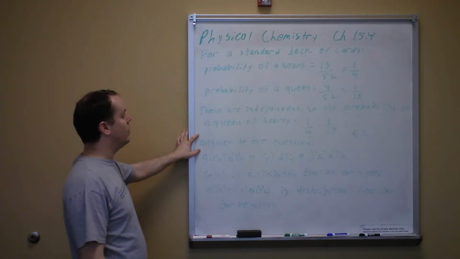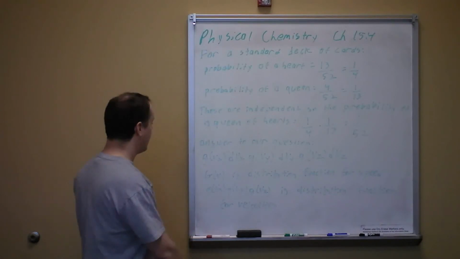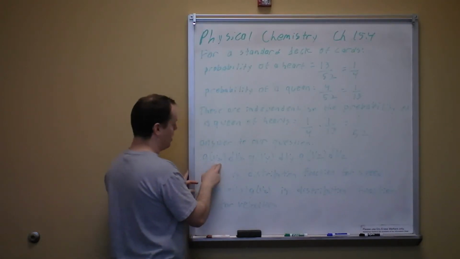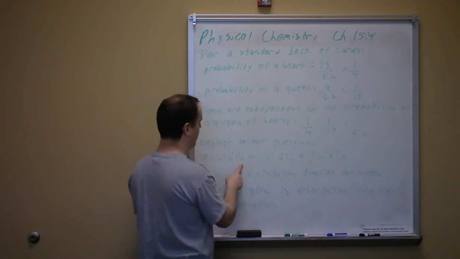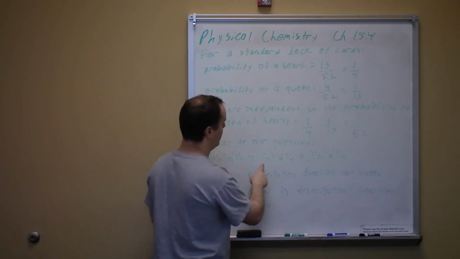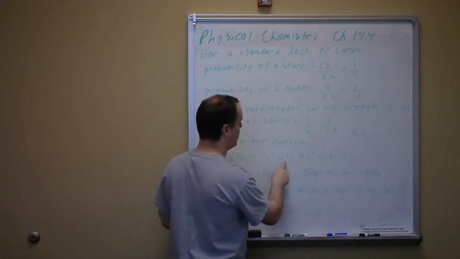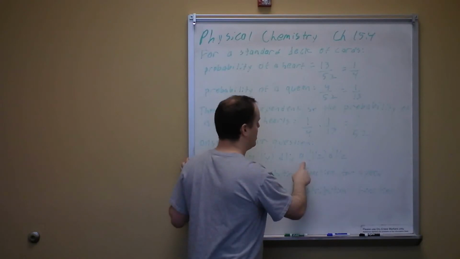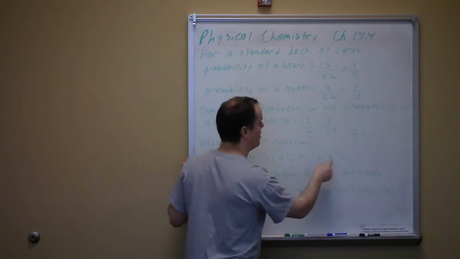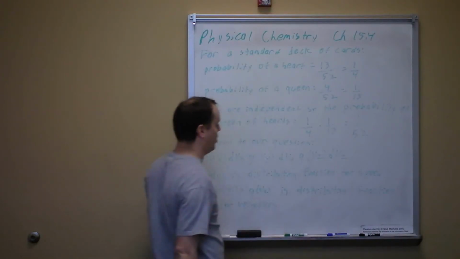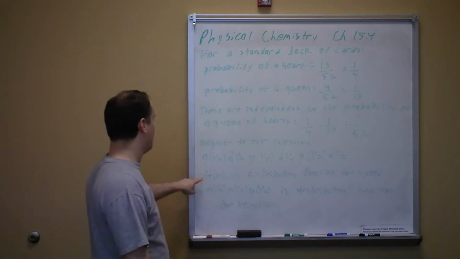Now, to answer the question we asked on the previous page about x, y, and z, the answer is lowercase g of the x component of velocity times the differential of the x component of velocity, times g of the y component of velocity, times the differential of the y component of velocity, times the function lowercase g of the z component of velocity, times the differential of the z component of velocity. Now remember, these components can be positive, negative, or 0.